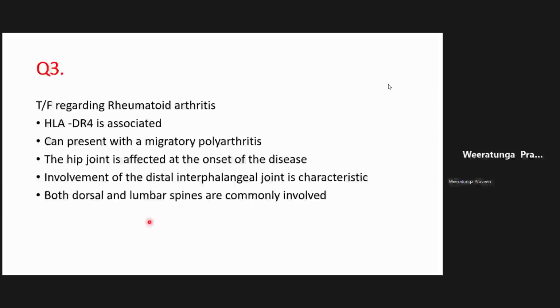So through MCQs we are asking you about the joint pattern. So involvement of the distal interphalangeal joint is not common, and the spine is not commonly affected. So it's a bilateral symmetrical small and large joint polyarthritis. Some joints are not affected, and I have just described what joints are not affected.